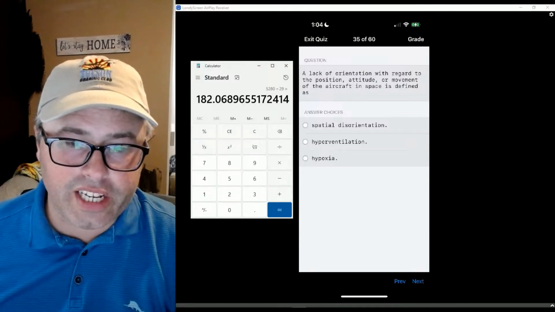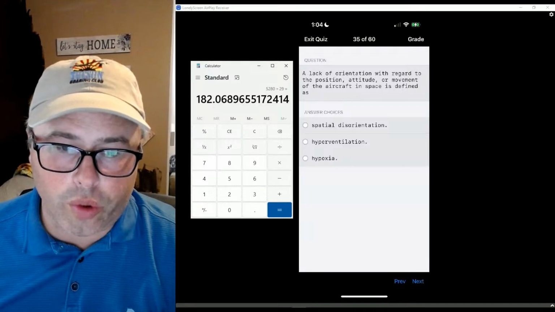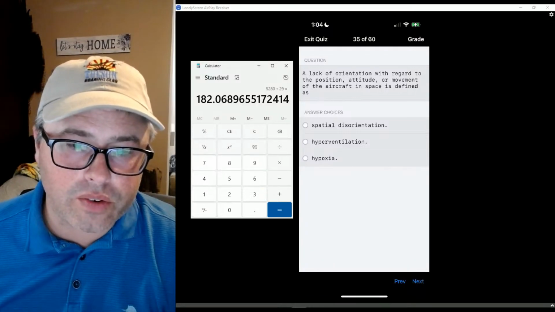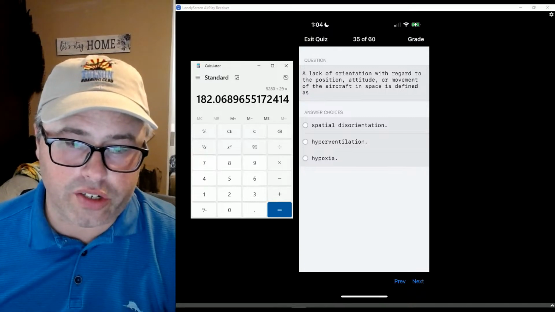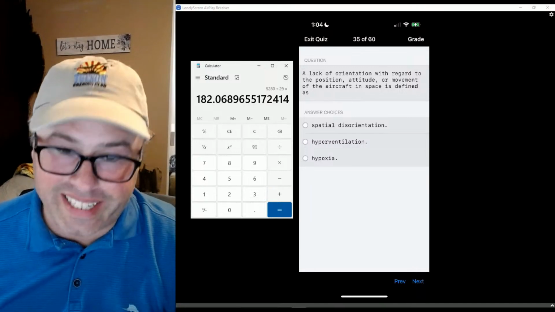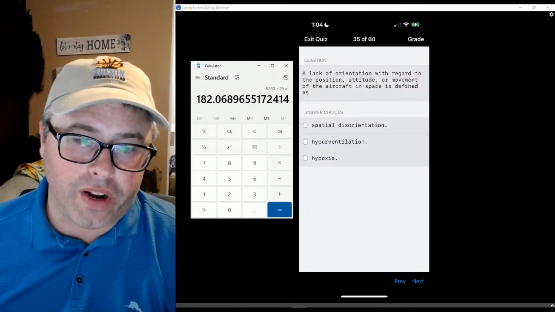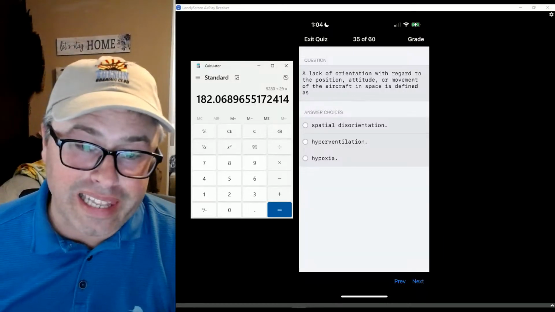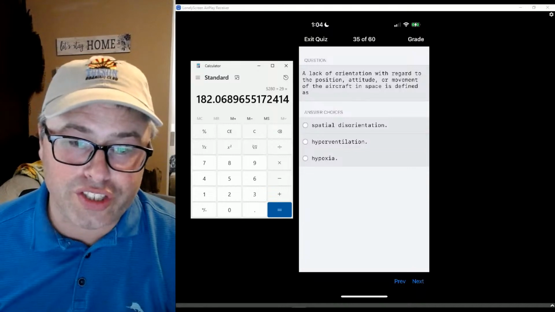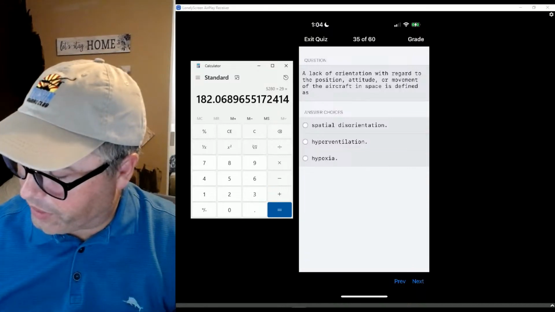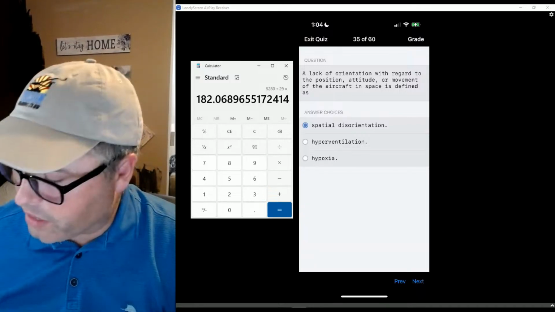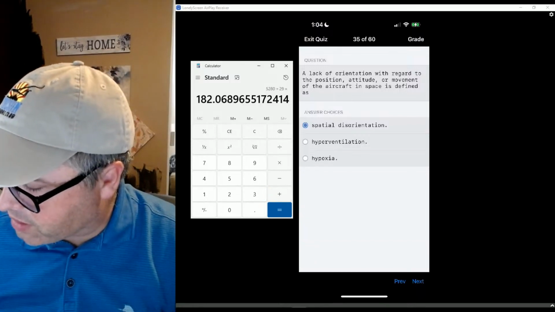A lack of orientation with regard to the position, attitude, or movement of the aircraft in space is defined as spatial disorientation. A lack of orientation of the aircraft in space, that's spatial disorientation. It's literally in the name. Hyperventilation, that's just breathing too hard. Hypoxia is lack of oxygen. That has nothing to do with those other things.